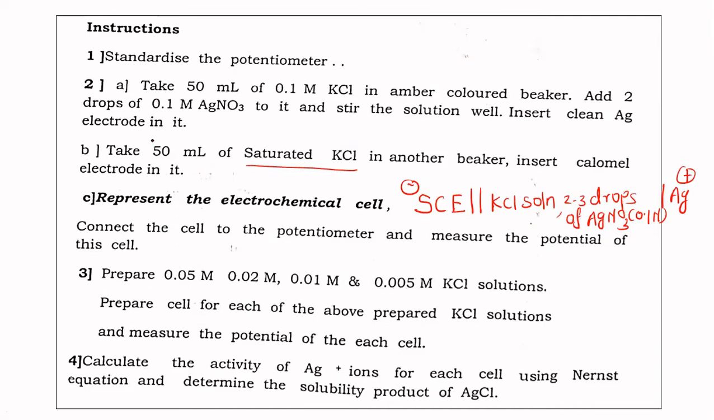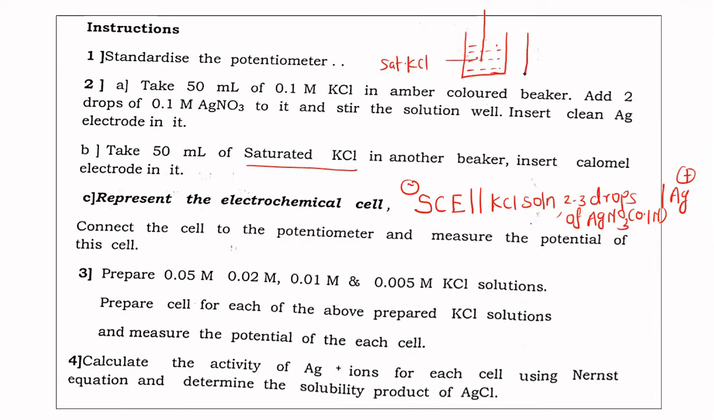And with the help of these two solutions, we can construct the cell. So the cell will be like this. In the LHS beaker, take 50 ml of saturated KCl solution. This is the saturated KCl solution. And we have to insert the calomel electrode into it.